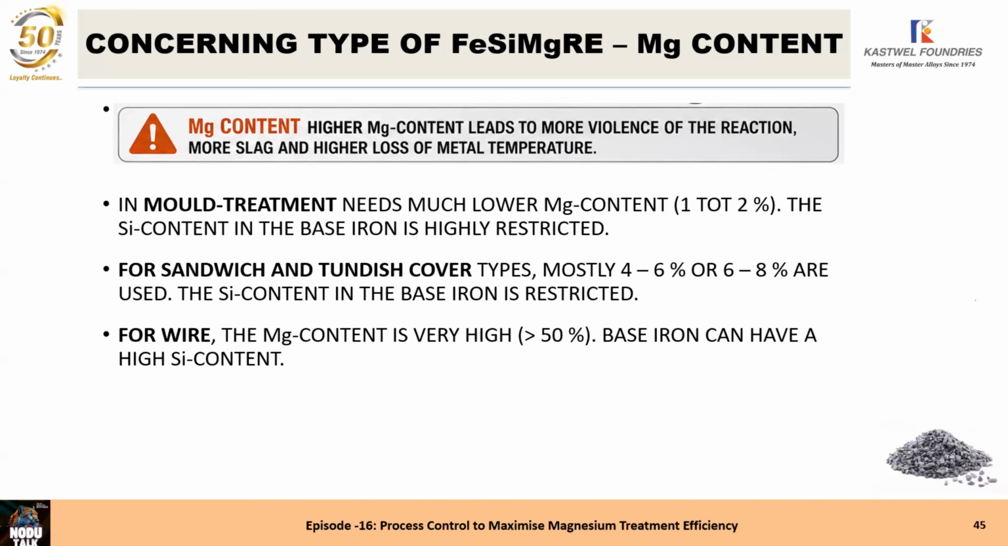Otherwise, 4 to 6% is the ideal alloy to be used for the sandwich and the conditioned cover method. For wire, the magnesium content is very high, more than 50% magnesium. Base iron can have a high sulfur content. We can look at both number 2 for sandwich and conditioned, and for wire inoculation. If you have to control the silicon content, you have to keep the magnesium in the alloy less. If you have less need to control the silicon metal, then you can use higher magnesium containing alloy for the sandwich and conditioned method, and you can use high magnesium alloy for the wire inoculation.